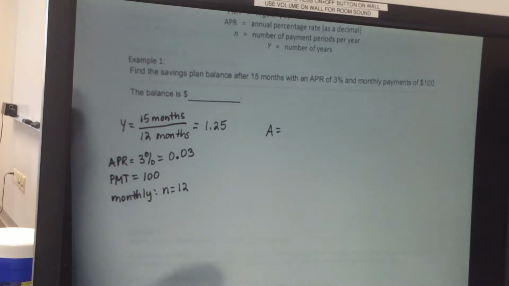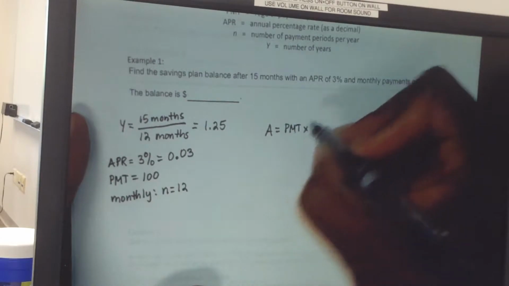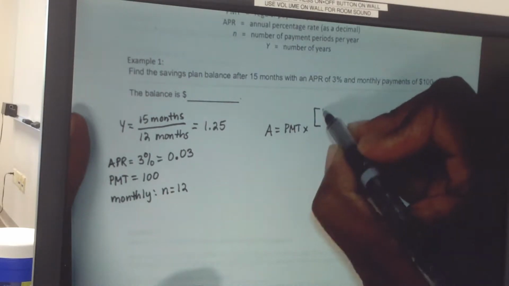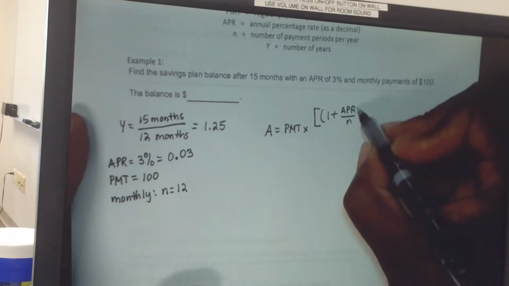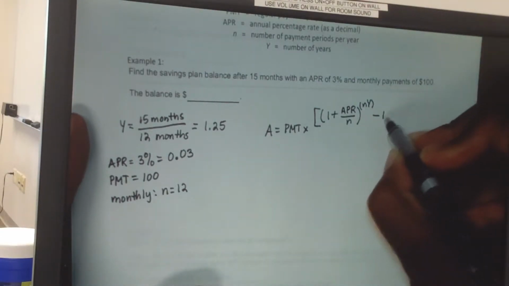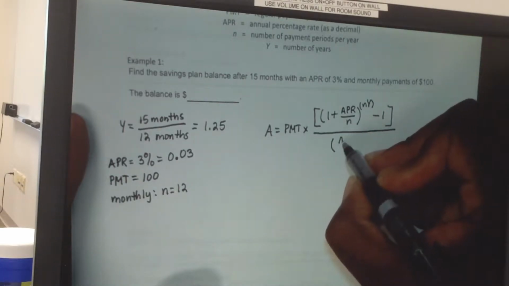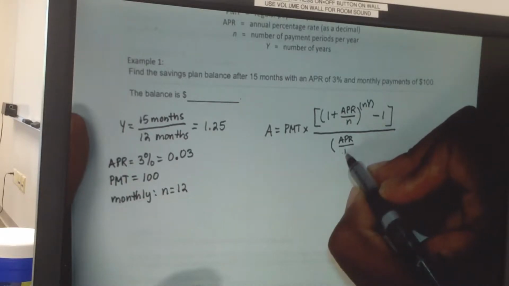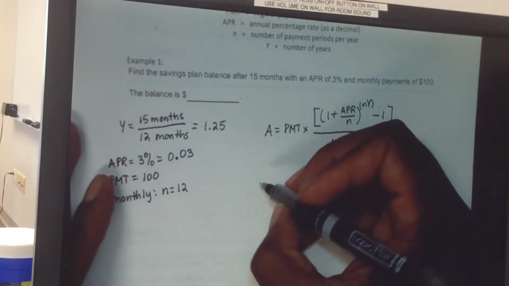So here A is equal to, and we have to use that formula that I just showed you, and I'll write it again. PMT multiplied by the quantity of 1 plus APR divided by N, and that quantity is to the N times Y power, minus 1, all divided by APR divided by N. Now let's substitute some values into that particular savings plan formula.